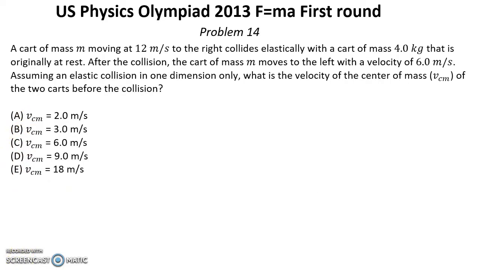Problem number 14. A cart of mass m moving at 12 meters per second to the right collides elastically with a cart of mass 4 kg that is originally at rest. After the collision, the cart of mass m moves to the left with a velocity 6 meters per second. Assuming an elastic collision in one dimension only, what is the velocity of the center of mass of the two carts before the collision?